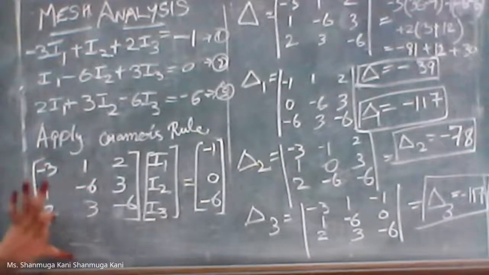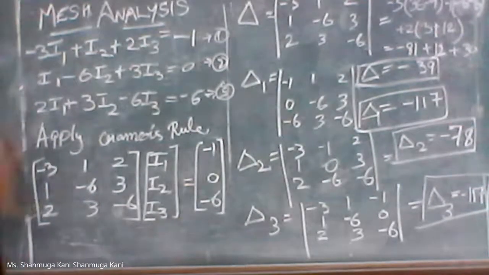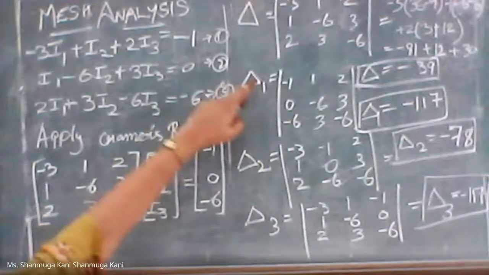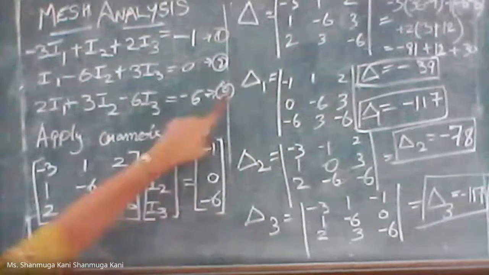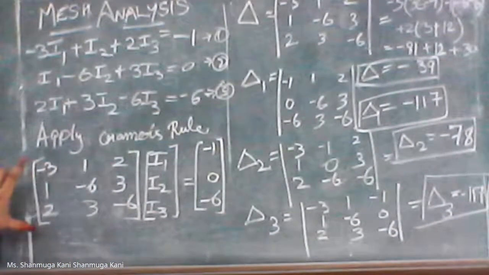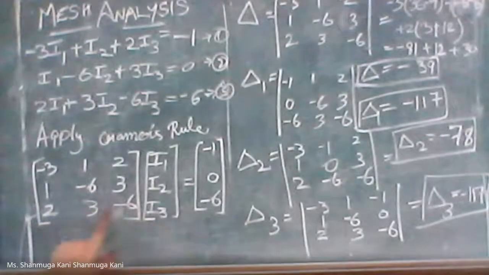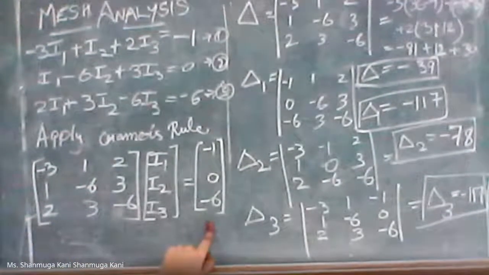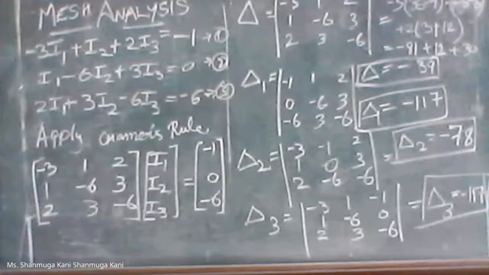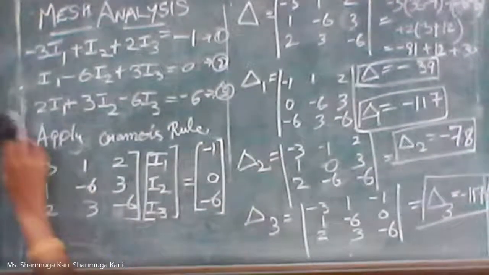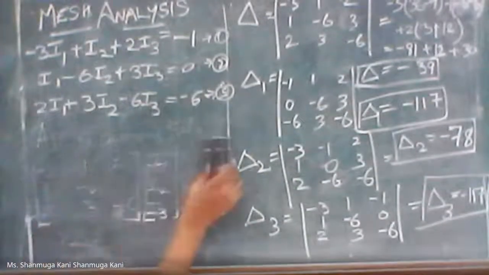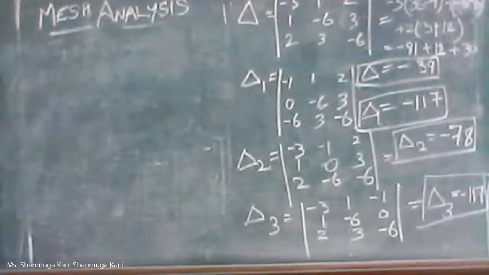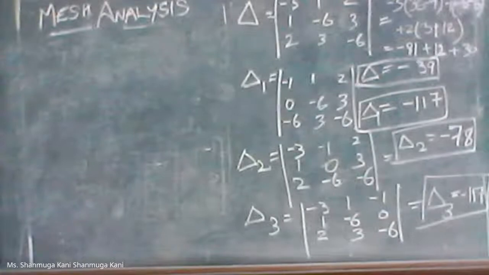So what we are doing is, from the three mesh equations, we are forming our matrix form. In the matrix form, we have to find our del, del 1, del 2, del 3. Del means this whole matrix. For del 1, we replace the first column with this matrix. For del 2, replace the second column with this value. And for del 3, replace the third column with this value. After finding our del 1, del 2, del 3, we are going to go to the last step.